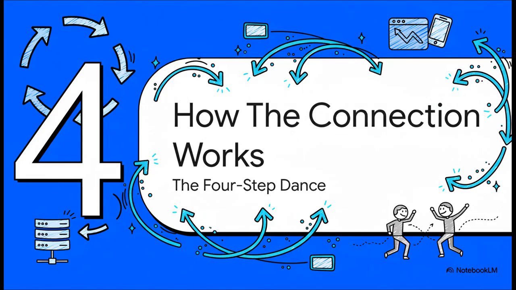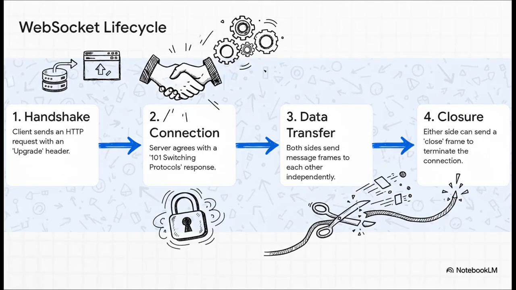All right, so we get why WebSockets are so effective. But how does this special connection actually get started? Let's walk through what I like to call the four-step dance. It all starts with what's called a handshake. Your browser sends a regular HTTP request, but it includes this special little upgrade header. If the server supports WebSockets, it replies with a 101 switching protocols status. And boom, just like that, the connection is upgraded and it just stays open. From then on, data can fly back and forth freely. Finally, when it's all done, either side can send a close frame to end the conversation.